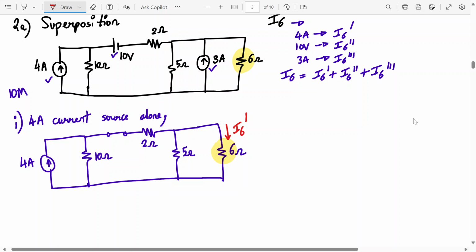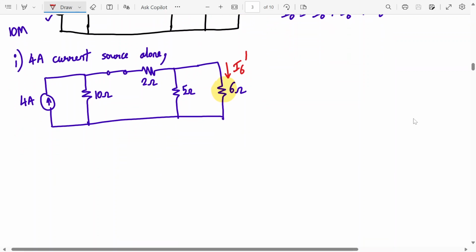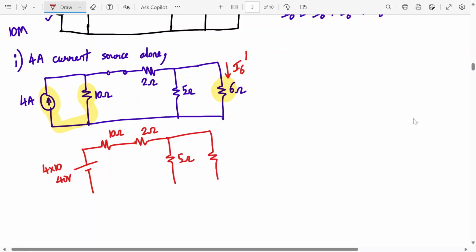Source transformation is very easy. So, what do we convert? 4 ampere 10 ohm, correct? Into voltage source, right? So, what is the value of the voltage source? 4 into 10, 40. In series, you will have 10 ohm, then you have 2 ohm, then 5 ohm, and then you have 6 ohm. Now, club these two together. So, this will become 12 ohm, right?